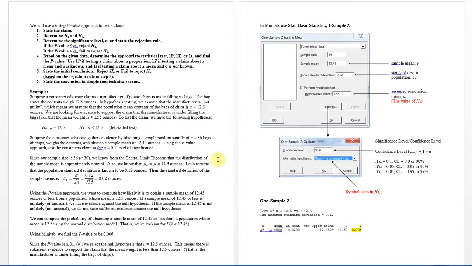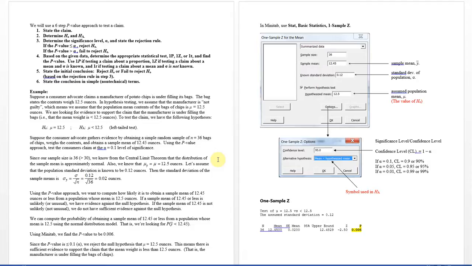So, first up, suppose a consumer claims a manufacturer of potato chips is underfilling its bags. Oh no, all that air. Why is the air there? The air is there so that when you're shipping them, you don't crush all the chips in there, and you don't end up with just a bag full of crumbs at the bottom. So don't complain. Anyway, the bag states the weight is about 12.5 ounces.